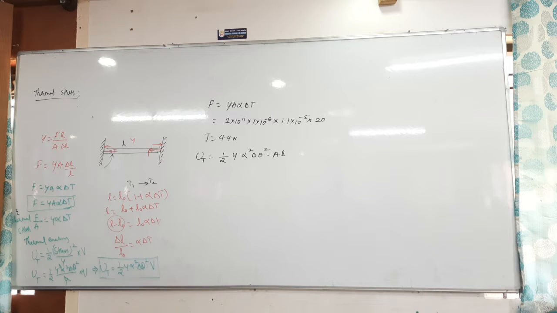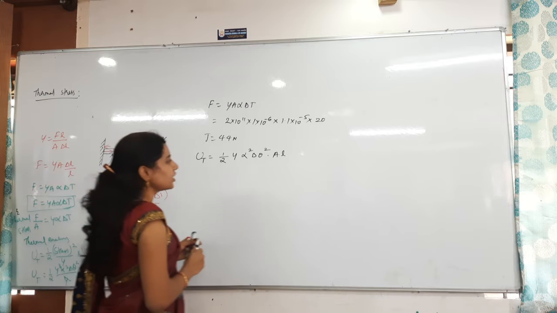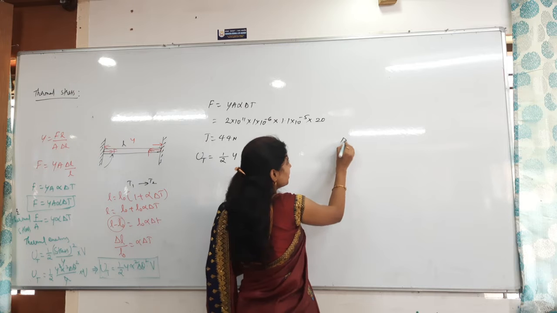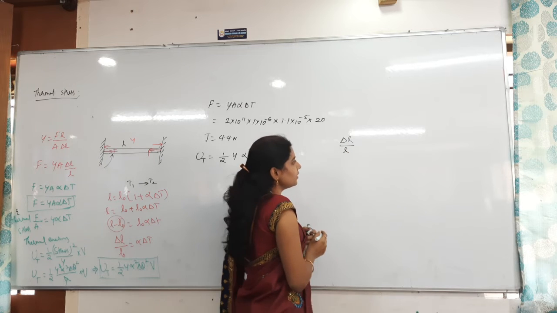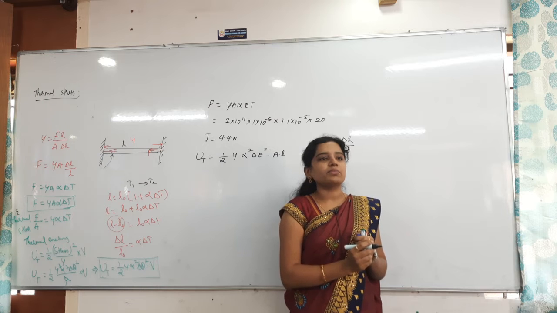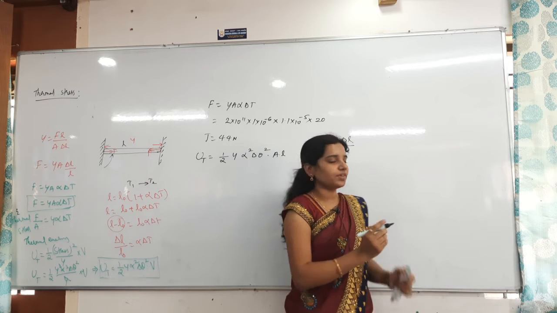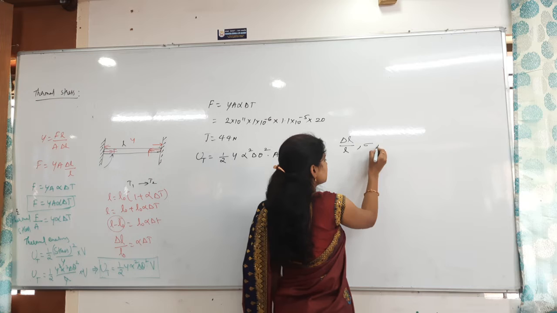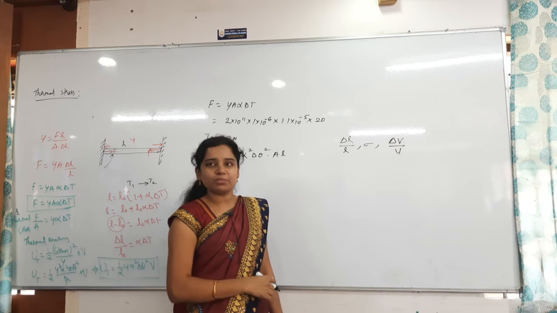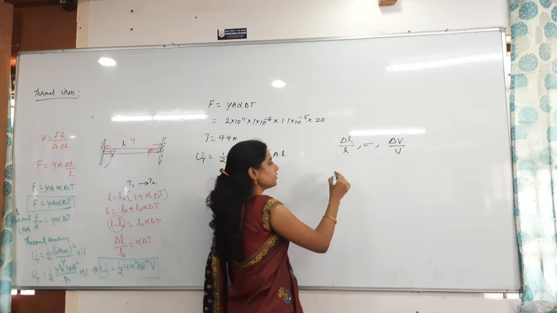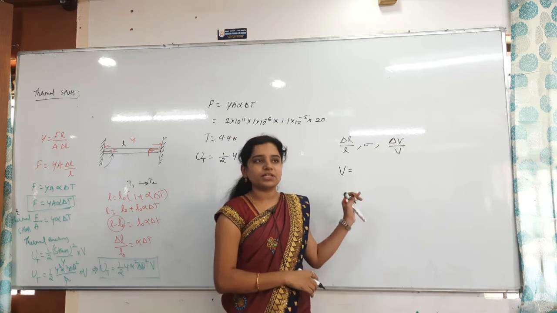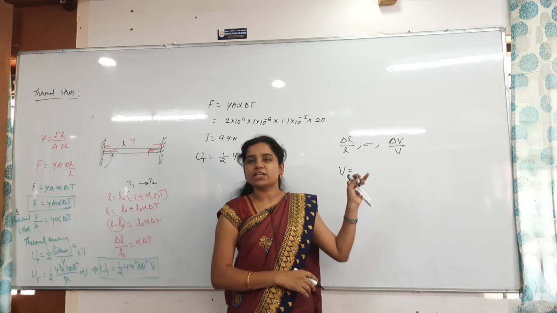Already we have done this kind of numerical, but I will tell you the shortcut formula for this problem. Now I said that strain is delta L by L of a uniform cylindrical rod, and you have to find out delta V by V. They have given the Poisson's ratio sigma. For delta V by V, first of all you have to take the volume of the cylindrical wire. What is the volume of the cylindrical wire? Pi r square into L.